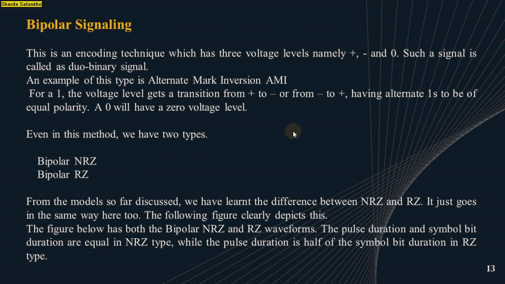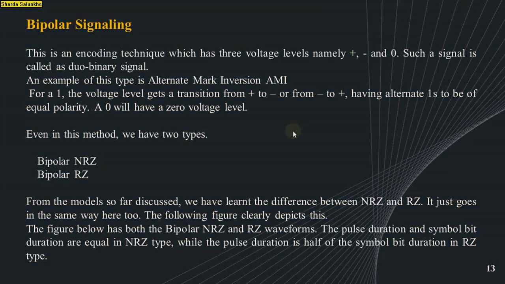Next, bipolar signaling. This is an encoding technique which has three voltage levels, namely positive, negative, and 0 levels. Such a signal is called a duobinary signal. So there are two kinds of levels, positive and negative, and 0. An example of this type is the alternate mark inversion, that is, AMI.